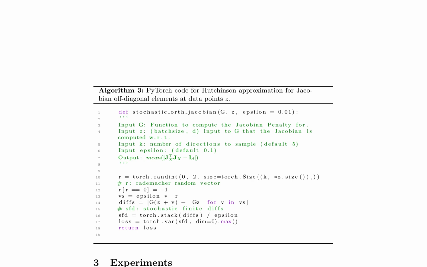The authors present PyTorch code for the Hutchinson approximation of Jacobian off-diagonal elements at data points, which is used to compute the Jacobian penalty.